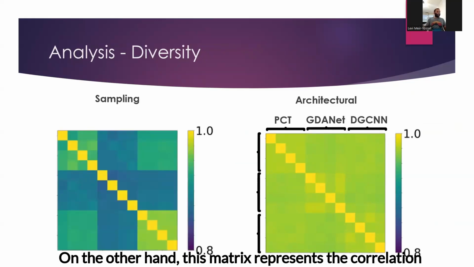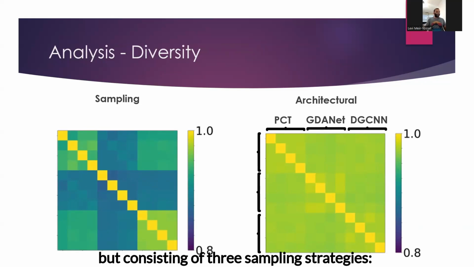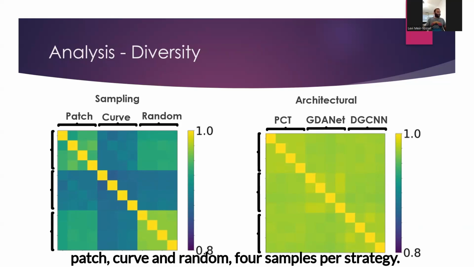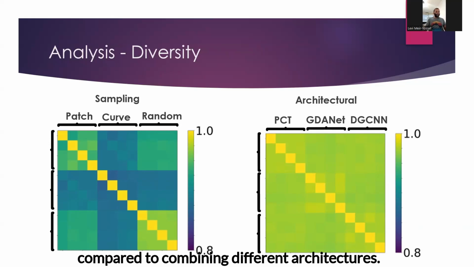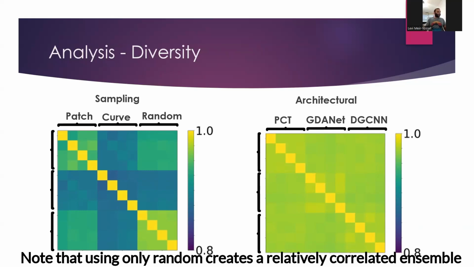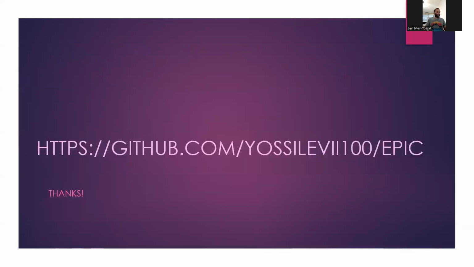On the other hand, this matrix represents the correlation within an ensemble based on a single architecture, DGCNN, but consisting of 3 sampling strategies: patch, curve, and random, 4 samples per strategy. Diversity is larger when using various sampling strategies compared to combining different architectures. Note that using only random creates a relatively correlated ensemble, underscoring the superiority of employing different sampling strategies.